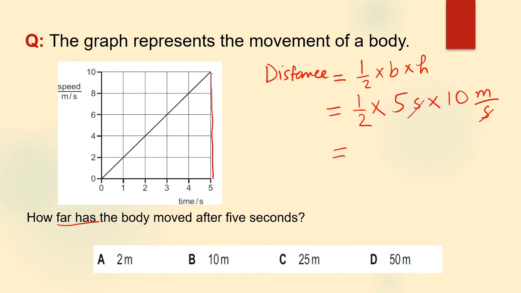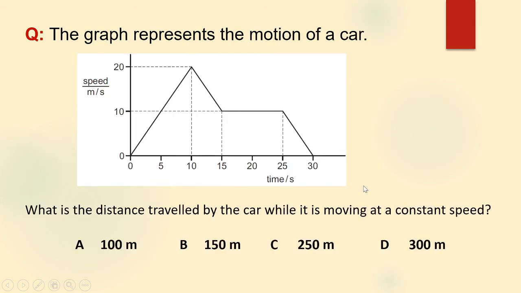That 5 times 5 is going to be 25. Only meter is left here in this case. Because it's a distance, the unit should be meter. So the answer in this case is C. We are going to try another question.